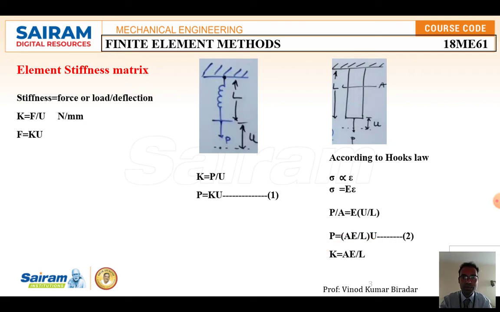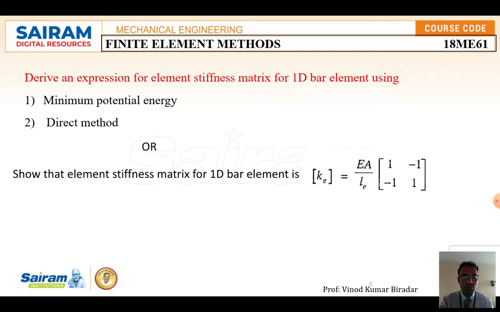So this is about the element stiffness matrix. Now coming to the derivation. This derivation is very important from the point of view of examination. Derive an expression for the element stiffness matrix for a 1D bar element. Two methods are there: one is the minimum potential energy method and the other is the direct method. If nothing is mentioned in the examination, you can use any one method.